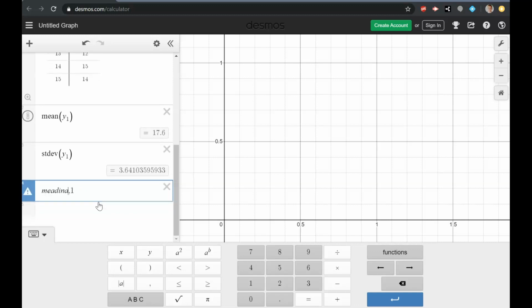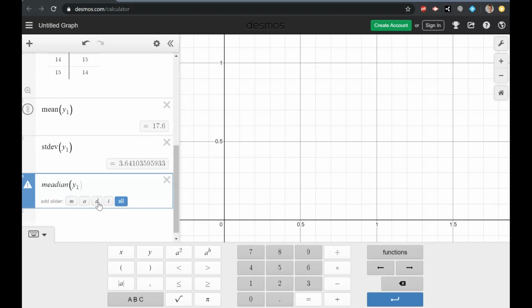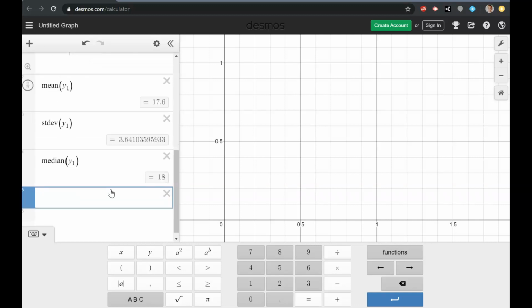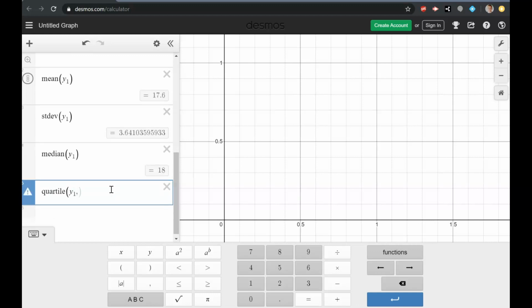Let's do median. And then we're going to find the median of the data in y1. And I spelled median wrong, that's why. Okay, 18. Now we also know that the median and quartile 2's value should be the same. So if I do quartile, I'm reading from y1, I want the second quartile value, it's 18. Notice those are the same thing.